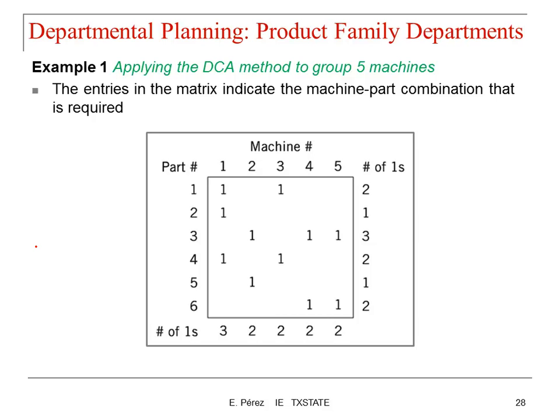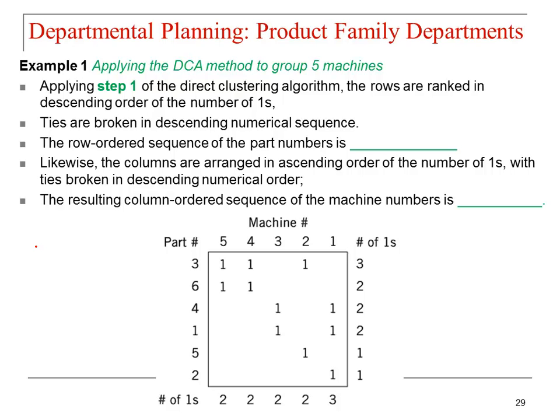So we start with this matrix. As I mentioned, we have 5 machines and 6 different parts. Each one represents the parts that need to be processed by each machine. So if we apply the first step of the direct clustering algorithm, the rows are ranked in descending order of the number of ones. So we're going to look at the rows, and basically what we are doing is adding those numbers: 1, 2, 3. So 2, 2, 2, 1, 2, 1, and 1.